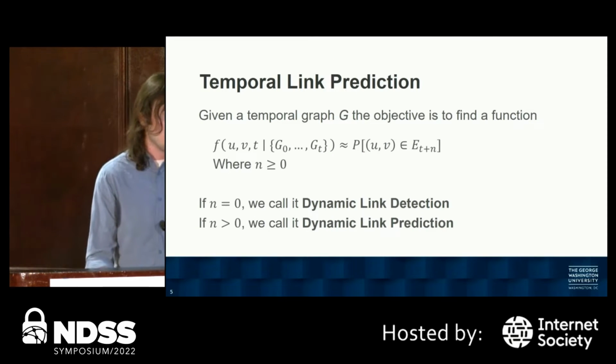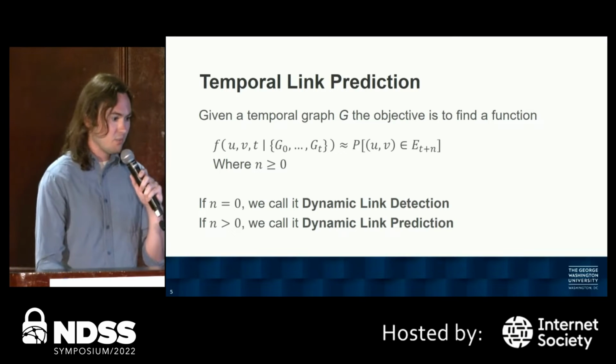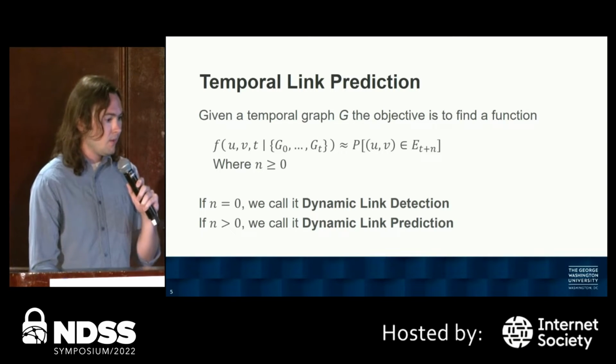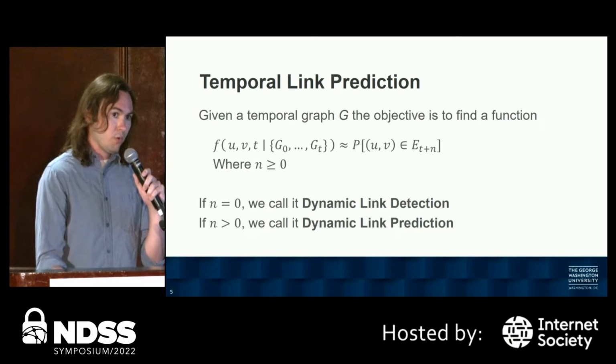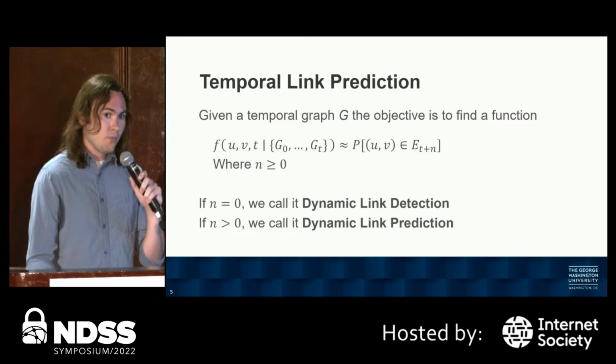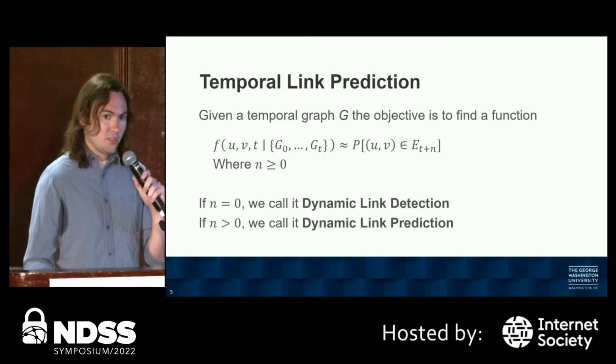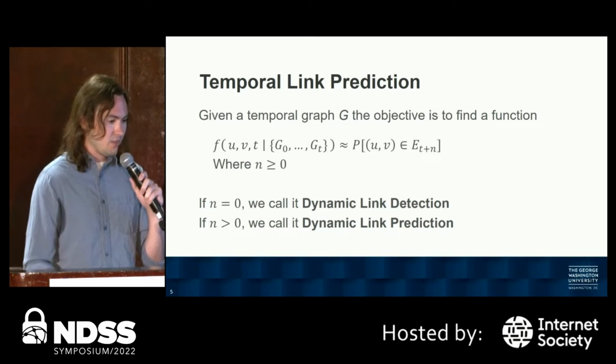If we do this, we can then define our anomalies with something called temporal link prediction. Temporal link prediction is finding a function that takes two nodes and a time and tries to output the probability that an edge should exist between those two nodes at that point in time. We can do this either for a point in time in the future, in which case we would call that dynamic link prediction, or we can do it if we have an incomplete view of the network and we want to infer if an edge will exist right now. In that case, we call it dynamic link detection.